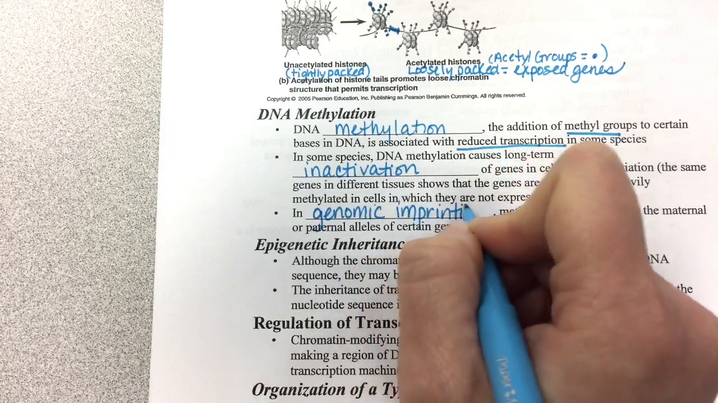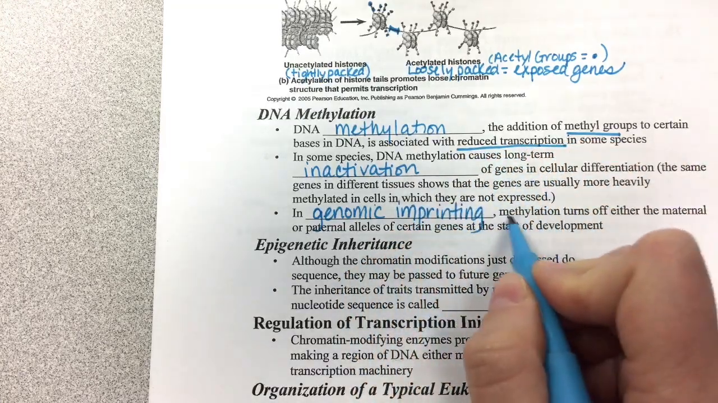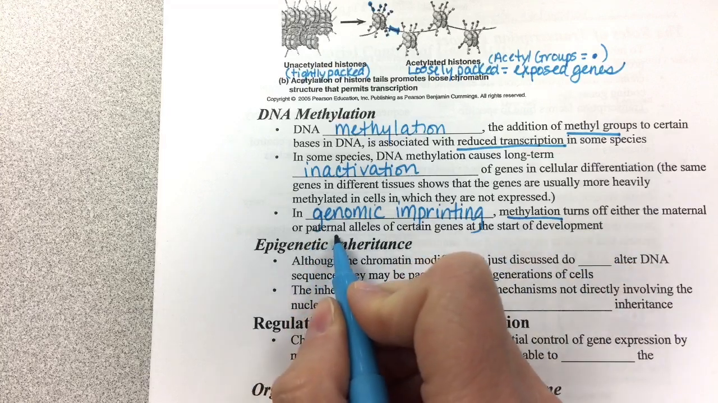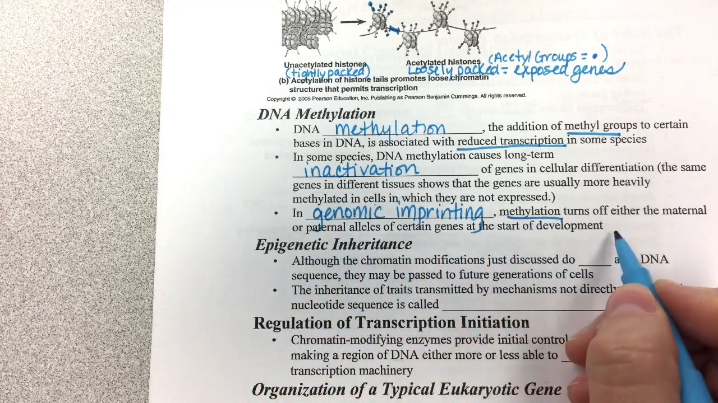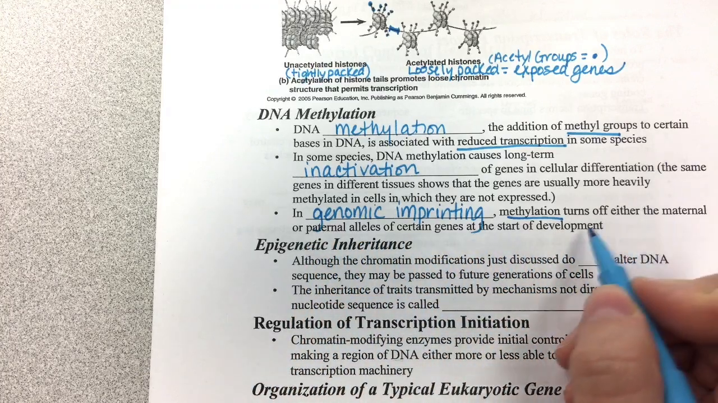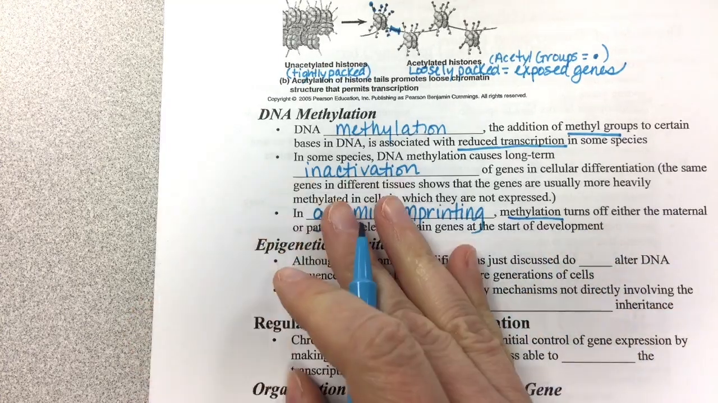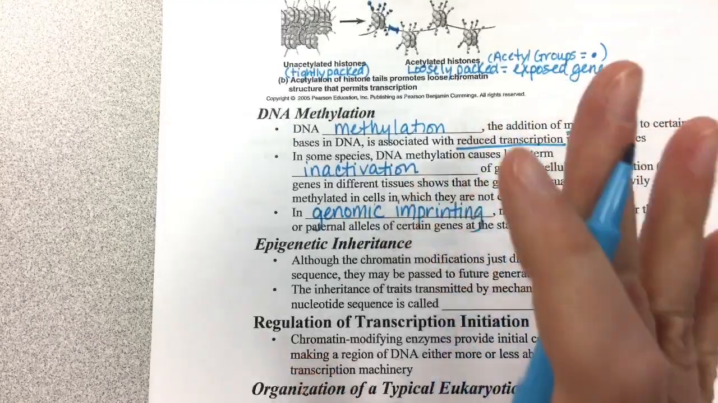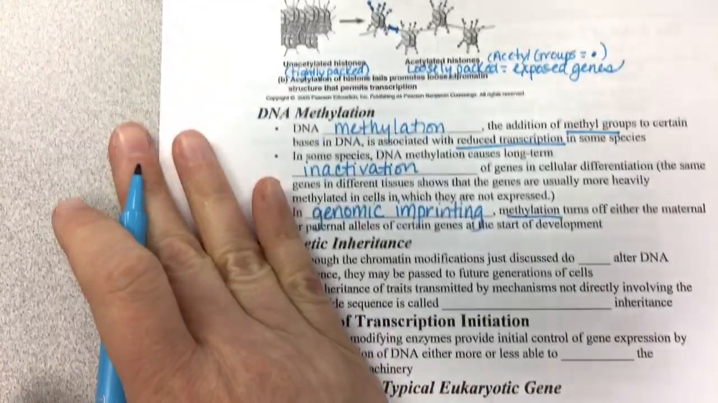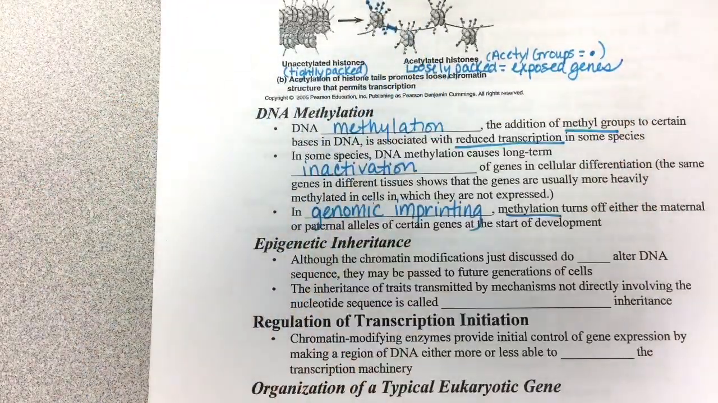I mentioned that at the beginning of the notes. Methylation turns off either the maternal or paternal allele of certain genes at the start of development. And so therefore, we've talked about adding methyl groups to that. All right, so DNA methylation turns it off. Acetylation of the histone proteins turns it on.